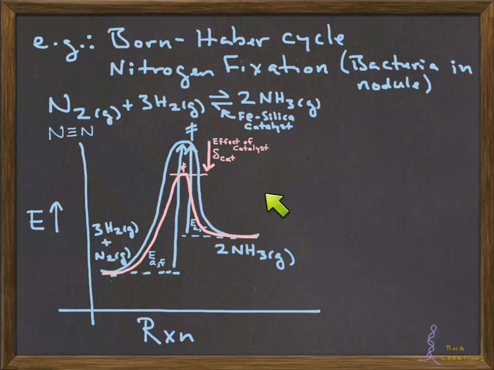The effect of a catalyst, shown here in this pink color, is to lower the energy of the transition state. Remember, we said that enzymes and catalysts work by binding the transition state. This is sometimes referred to as the Pauling hypothesis on how enzymes work. And in doing that, we can talk about the effect of the catalyst mathematically as being delta sub cat.